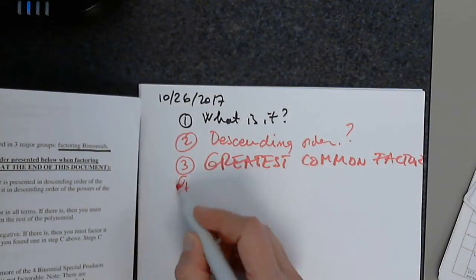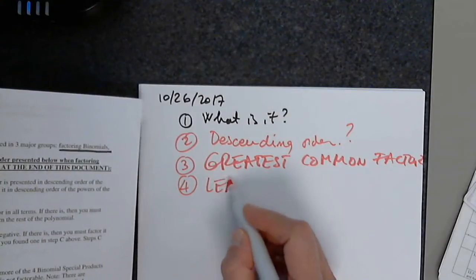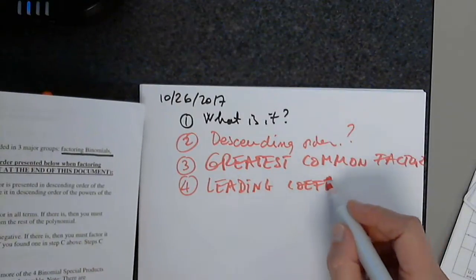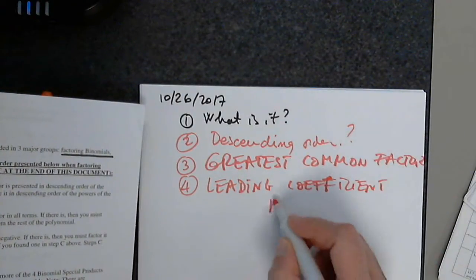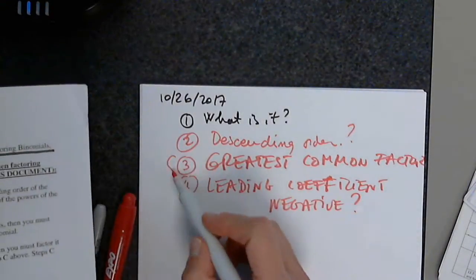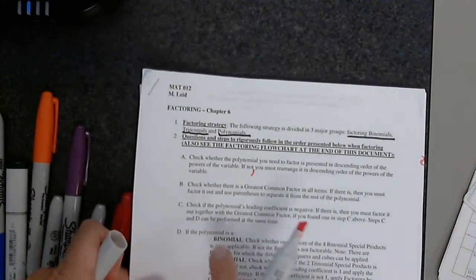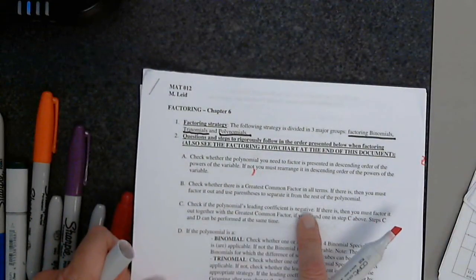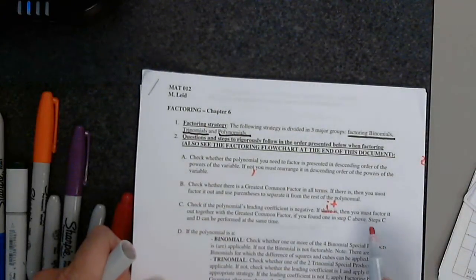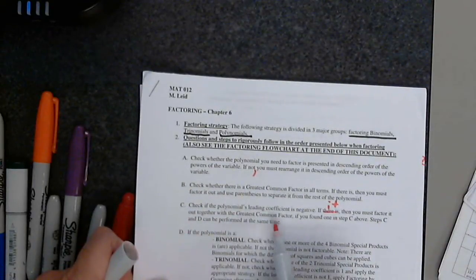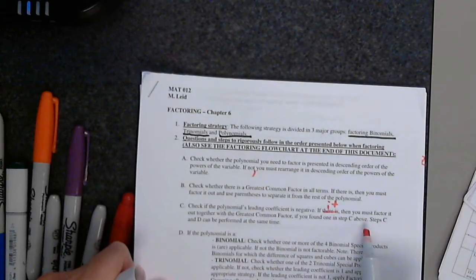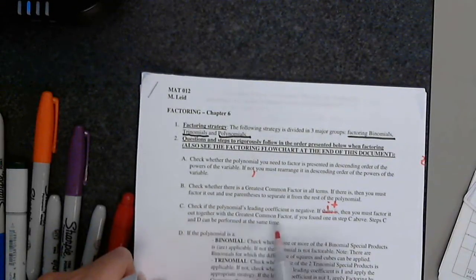Step number 4: leading coefficient negative. These two can be put together in the same step if you want to. Check if the polynomial's leading coefficient is negative. If it is, then you must factor it out together with the greatest common factor, if you found one in the step above. Steps C and D can be performed at the same time.